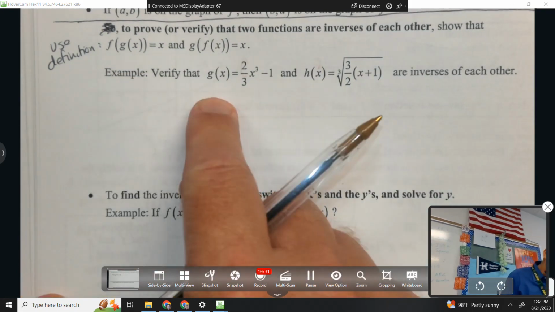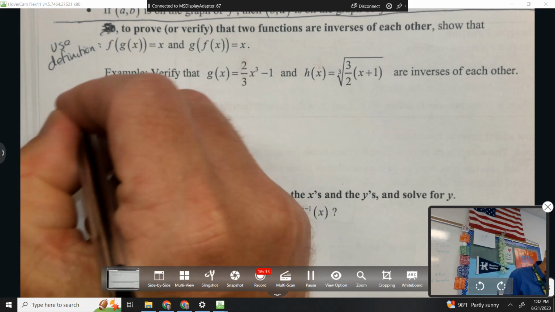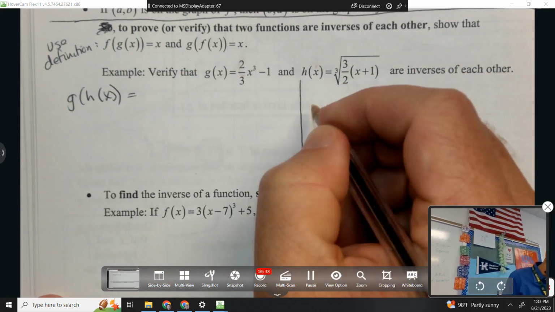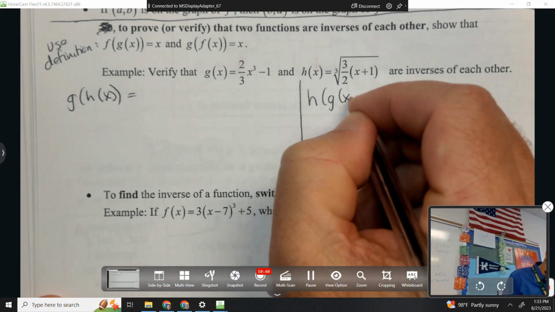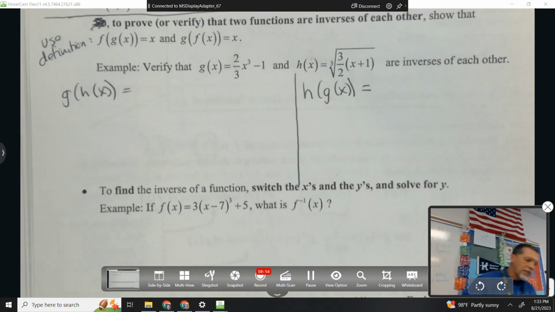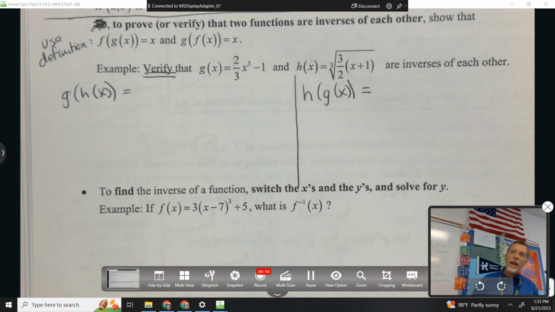So g of h. I'm going to have to do two things. I'm going to set them up first, mainly so I don't forget to do one of them. It's a little bit of work, so by the time you get through one of them and realize that it works, you're thinking, yes, I'm good. But you have to do both. Both of those should be x. And the fact that it says verify means that they will be x. I'm not going to tell you to prove and then make it a trick question where it doesn't really work. If I ask you to prove or verify, it's going to work.